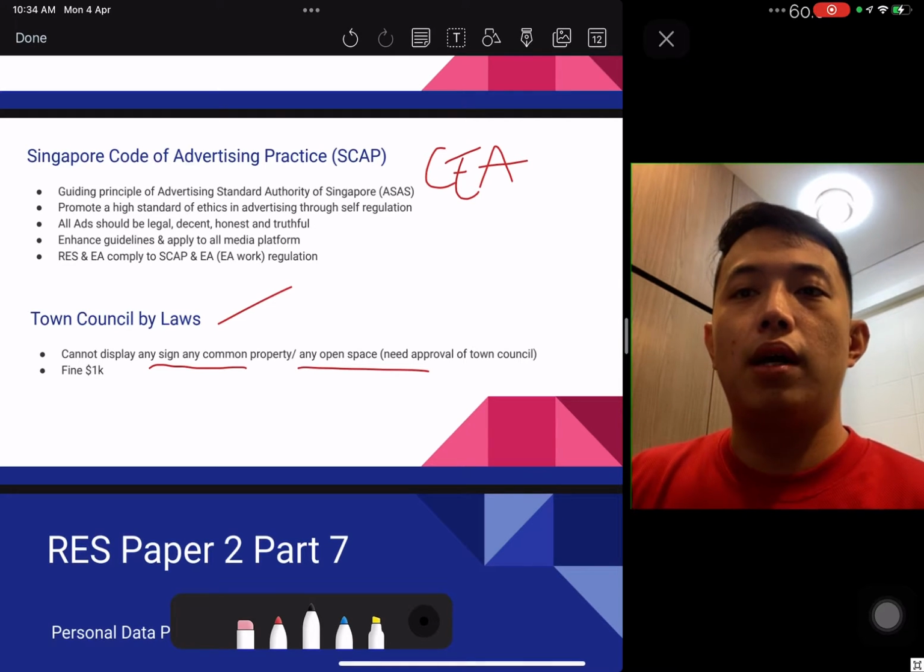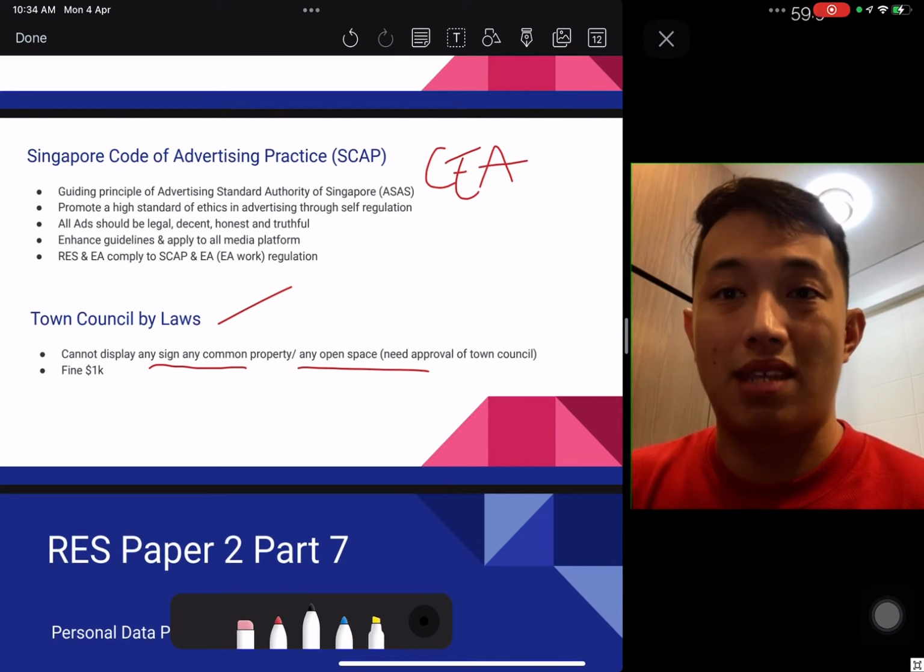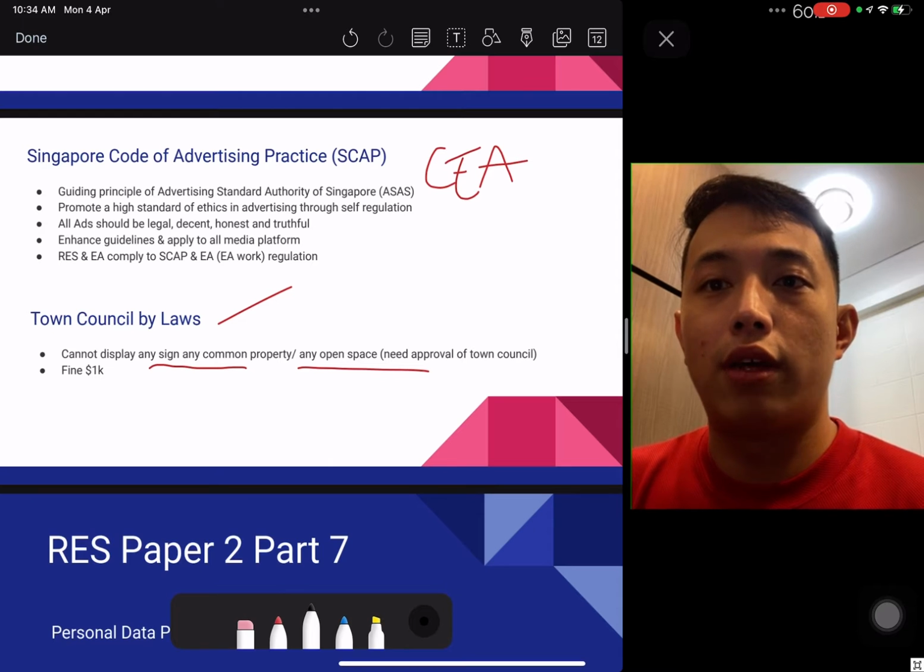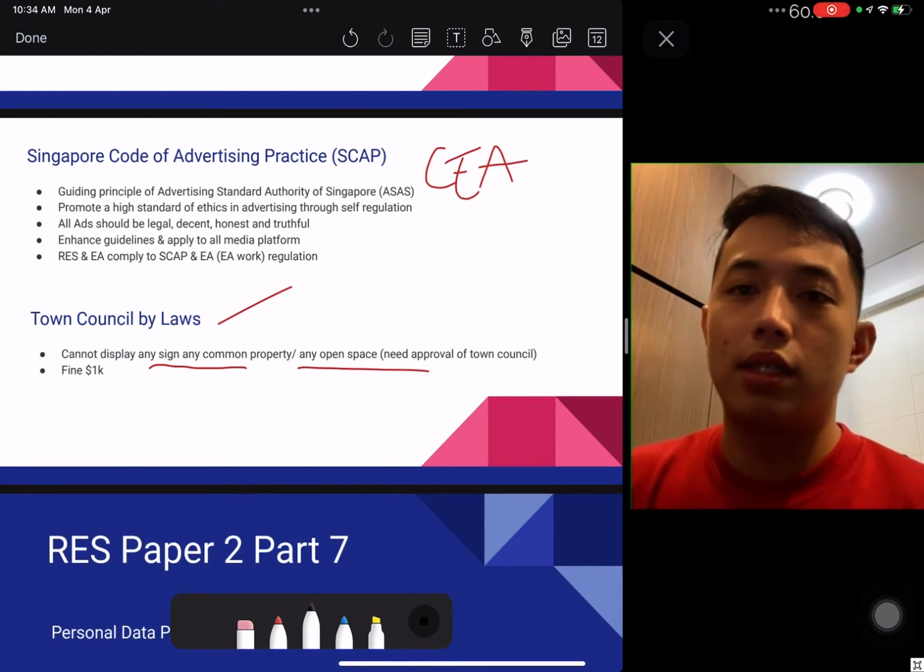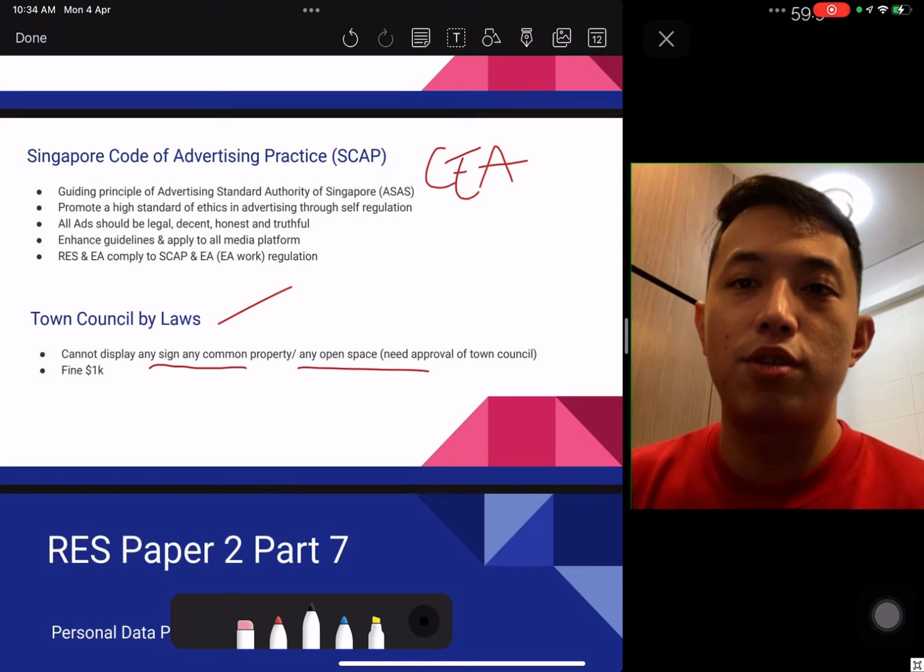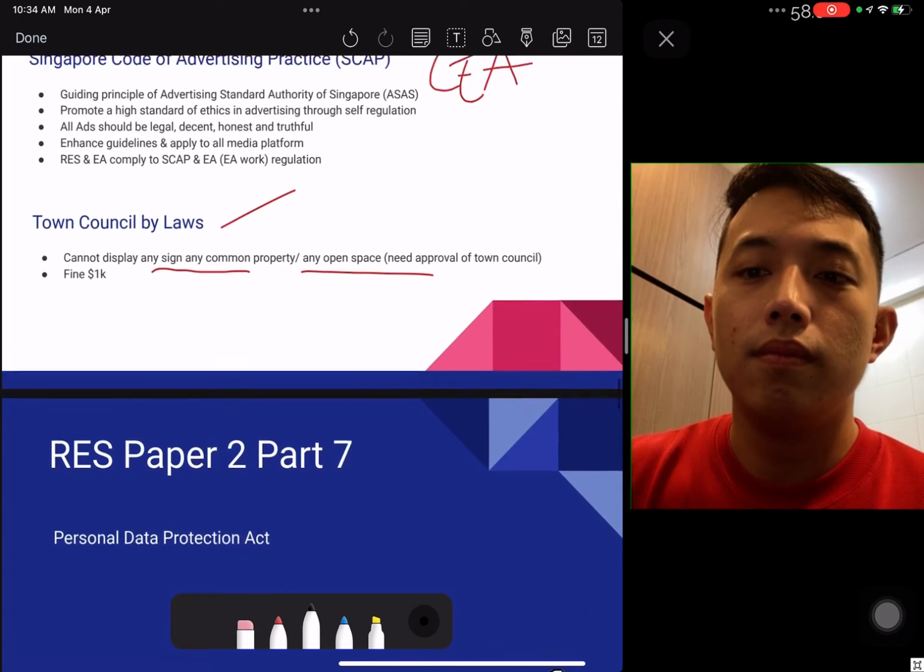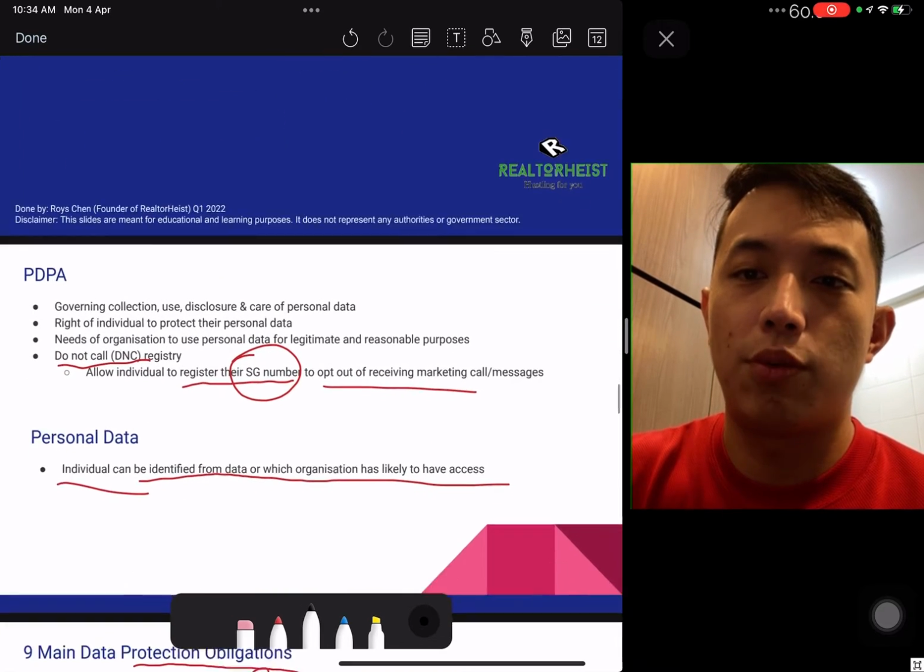So for the scrap, it's actually the Code of Advertisement Practice in Singapore. It must be all truthful. Some of this might be tested, might not be tested. I can't guarantee it, but all this information you must know. So PDPA, okay, this will be tested for sure.